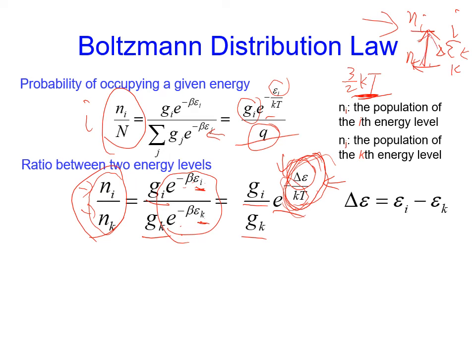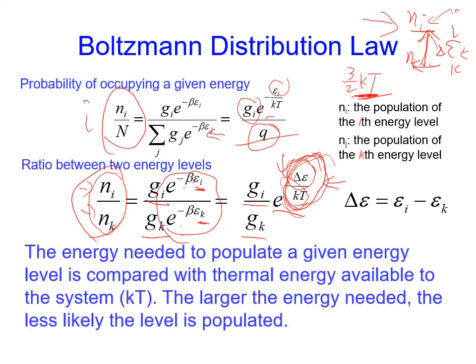So if the energy difference between these energy levels is much larger than the thermal energy, then the molecules do not have enough energy to populate the higher energy level. So a smaller number of molecules goes to the higher energy level. The energy needed to populate a given energy level is compared with the thermal energy available to the system. The larger the energy needed, the less likely the level is populated.